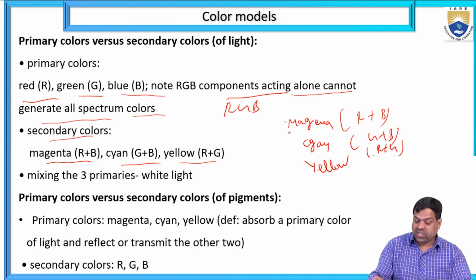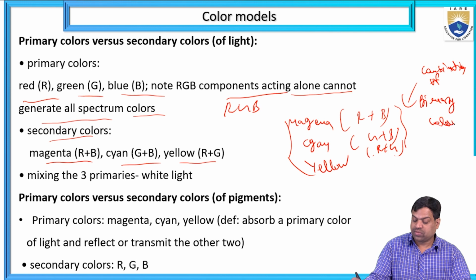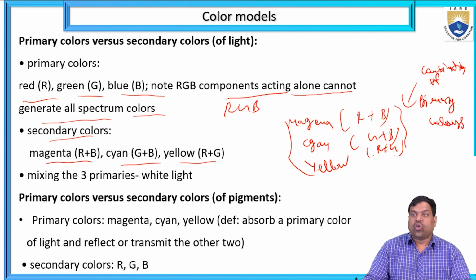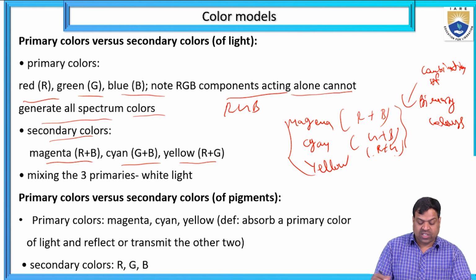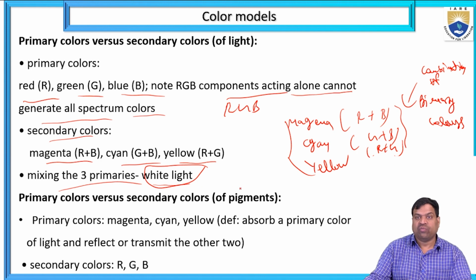So magenta, cyan and yellow are combinations of primary colors. The combinations of primary colors are the secondary colors. The primary colors are red, green, blue, RGB. The secondary colors are magenta, cyan, and yellow: red plus blue is magenta, green plus blue is cyan, and yellow is red plus green. The mixing of the three primaries is called white light.